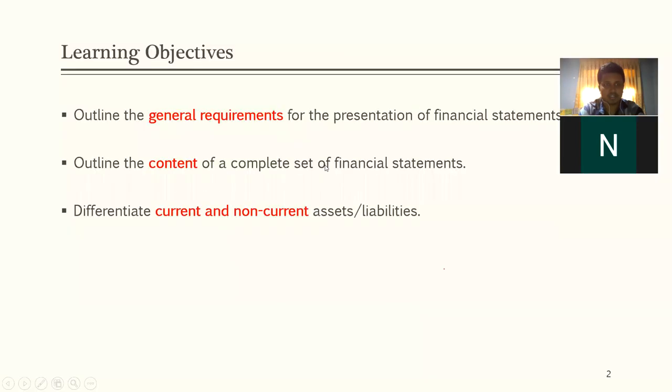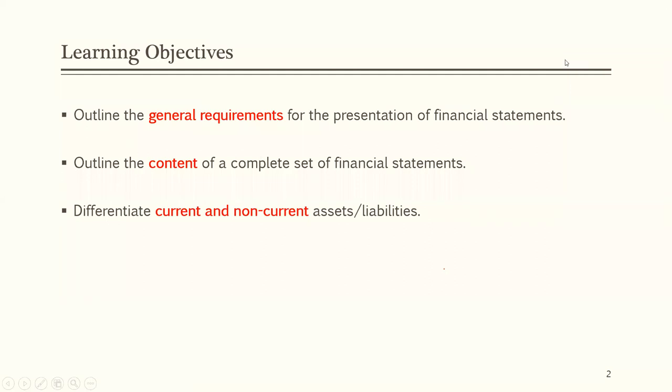Okay, so these are the learning objectives. At the end of this chapter, or at the end of this lesson, you should be able to answer these. You should be able to outline the general requirements for the presentation of financial statements and the content of a complete set of financial statements. And you should be able to differentiate between current and non-current assets or liabilities. So these are the things expected from you under this topic, under LKAS 1.